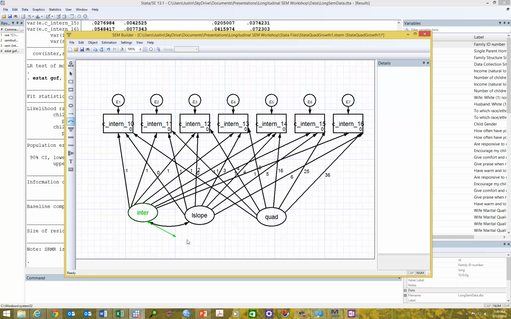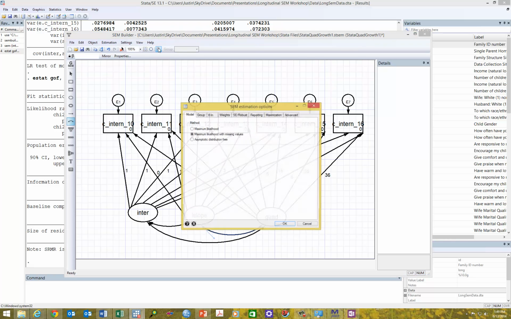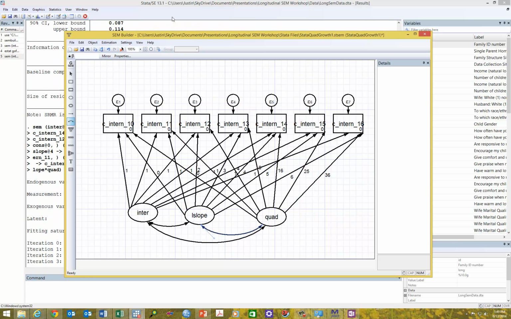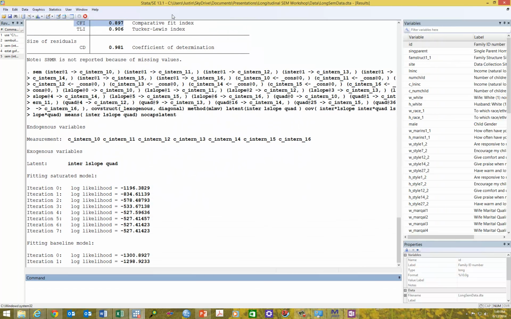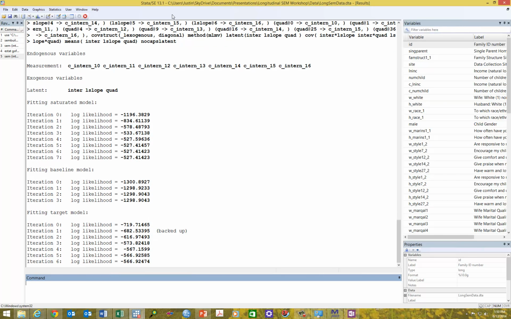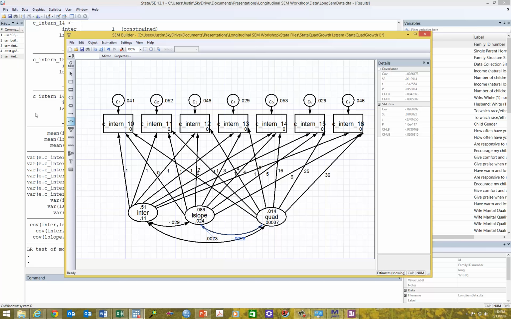I'm going to correlate the intercept with the quadratic slope. Again, we'd expect that the rate of change over time is going to be related to the intercept. And we'd also probably expect that the linear slope is going to be related to the quadratic slope. So we're going to add in those covariances and estimate those as well. So let's go ahead and estimate this model.